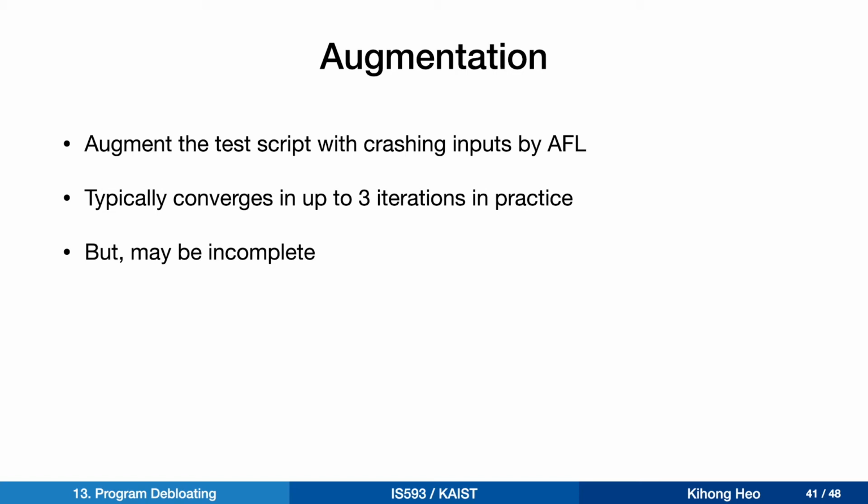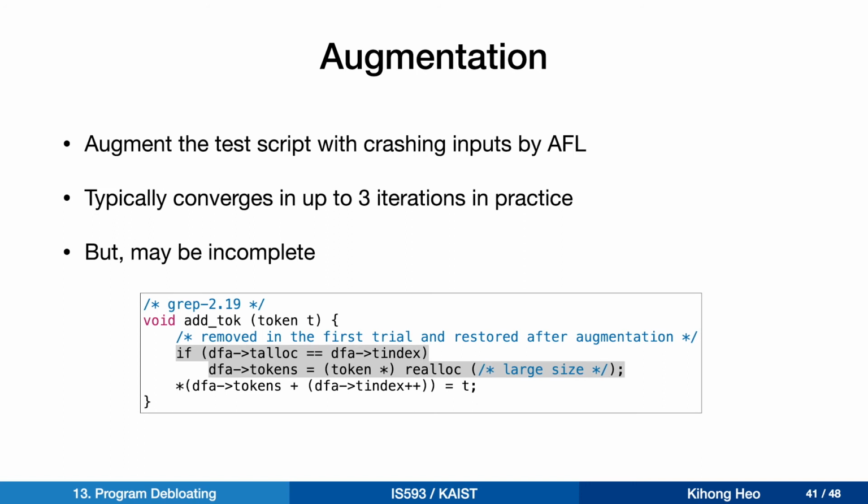For example, in the initial test script for GNU grep, GNU grep was not tested with very long input, larger than the initial automata size. So Chisel just removed this reallocation process. But as you can see, this part can be easily restored when the Chisel system augments the test script with this newly found input by the fuzzer.